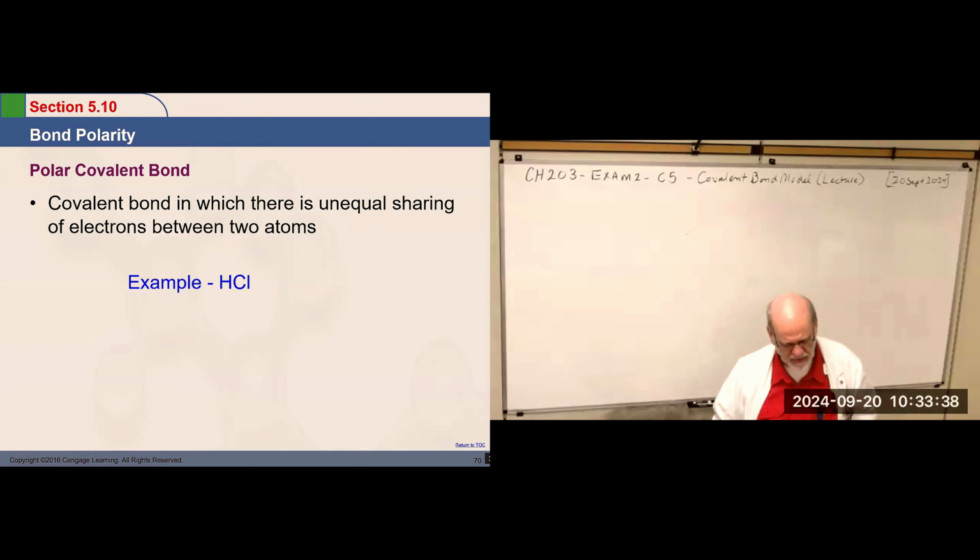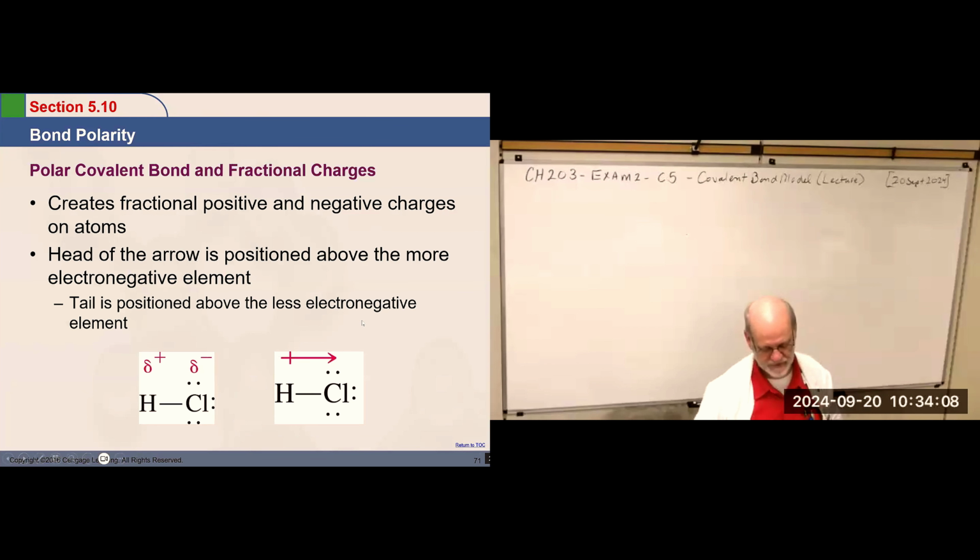Whereas if we form one between hydrogen, which is 2.1, and chlorine, which is, what was it, 2.8, something like that, the higher that difference in the electronegativities, the more polar the bond. So this one turns out to be a polar covalent bond. Right? And that's the way we represent them, either with the delta plus, delta minus, or with that arrow with a positive tail.